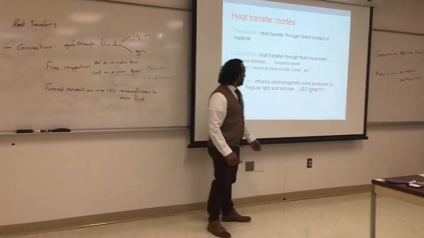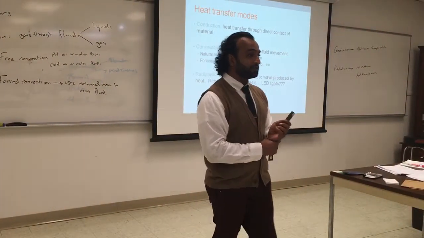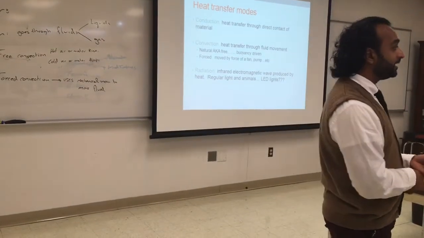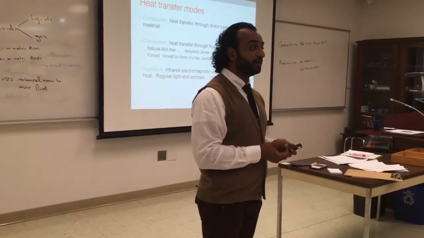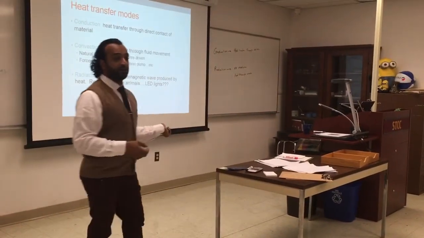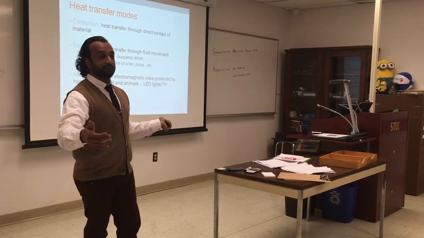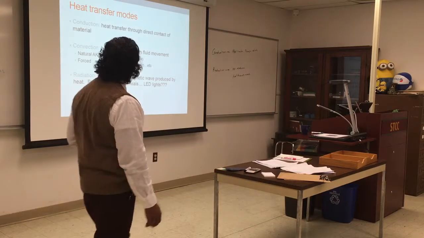Regular light and animal lights. I mean, if you have a fish tank or a reptile tank or something like that, you will need infrared lamps to heat. Those lamps actually just produce infrared light and not regular light. LEDs don't have a lot of the infrared or the ultraviolet. They only have the visible light. I'll show you the waves here.